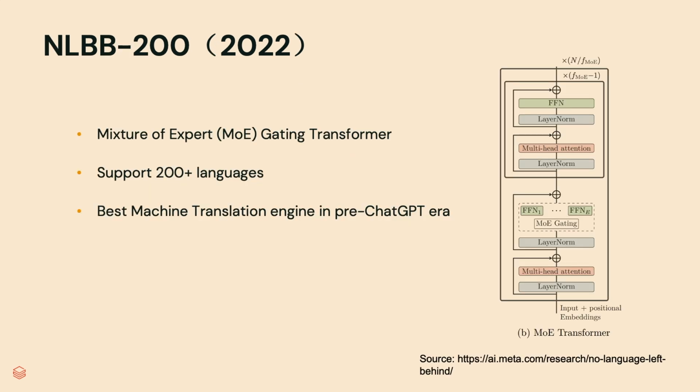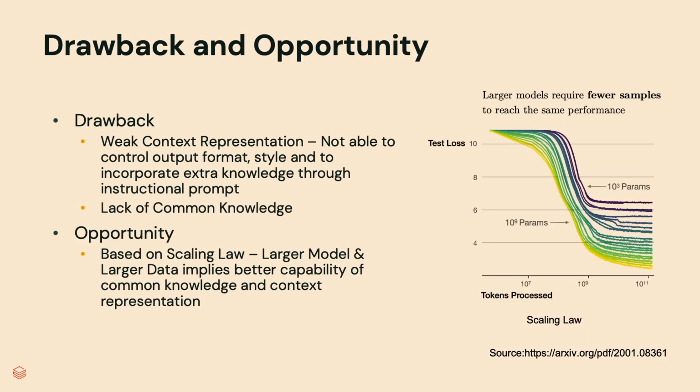In 2022, Meta built a giant model called NLLB, which means No Language Left Behind. It applies the MoE structure to the transformer, and it supports over 200 languages. It was one of the best translation models before GPT-4. Some researchers found that larger models with more parameters not only have good memory, but also have good learning abilities. With the same amount of data samples, they usually have better performance than small models. So the industry's growing direction is to build bigger and larger models.